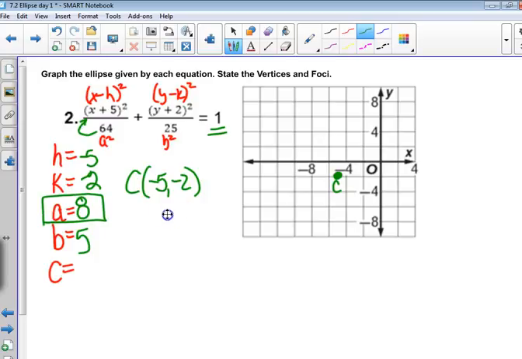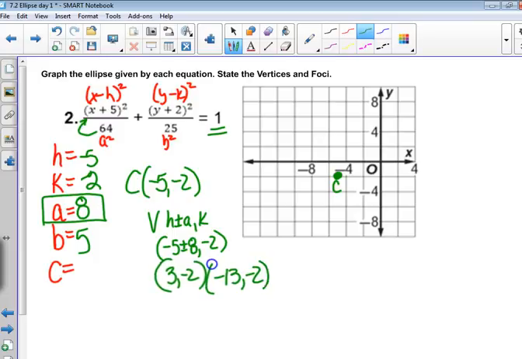8. Okay, what does the formula say for those? The vertices are at H plus or minus A, K. So negative 5 plus or minus 8, comma, negative 2. You have to write those out, guys. Negative 5 plus 8 is 3, negative 2. And if you minus, it's negative 13, negative 2. So that's the major axis.